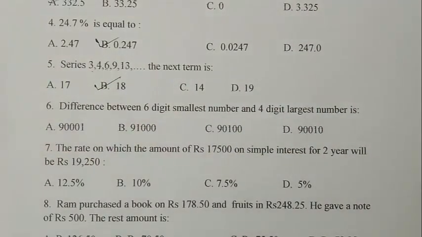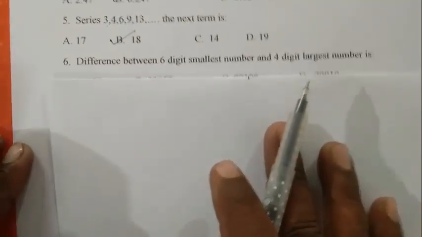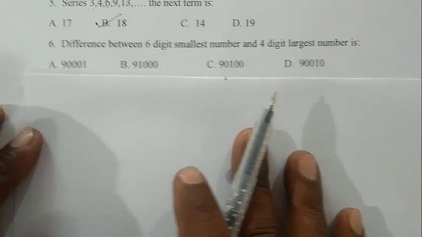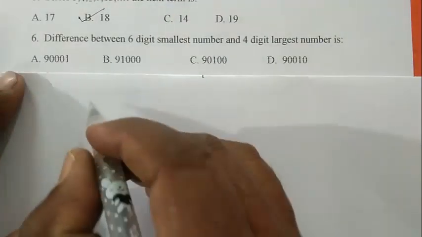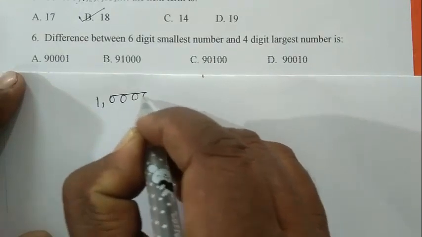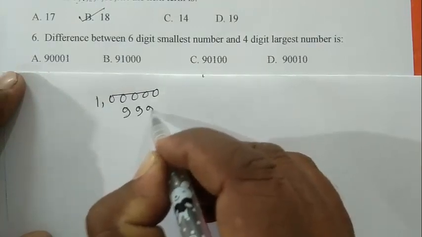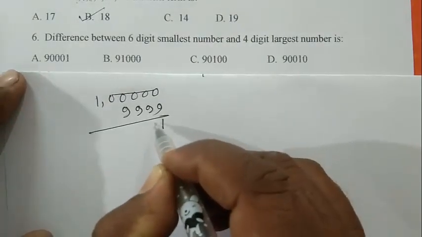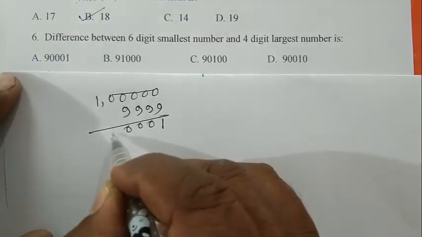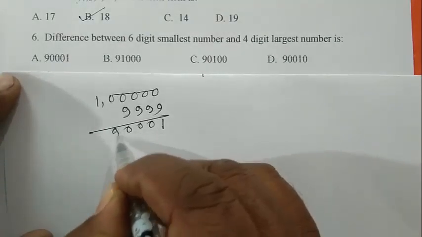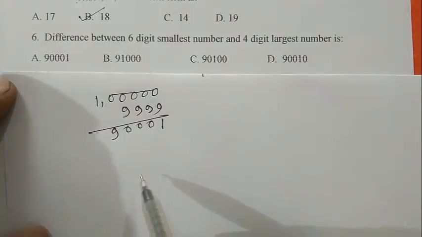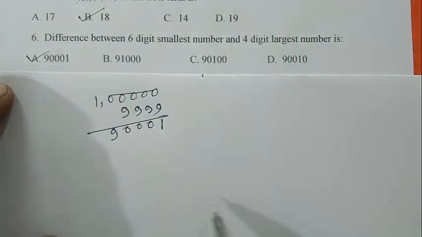Question number 6. Difference between the 6-digit smallest number and the 4-digit largest number. So first we write the 6-digit smallest number, that is 100000, and after that the 4-digit largest number, that is 9999. The difference is 90001. So A is the right answer.